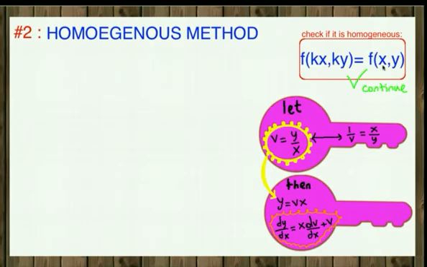We're going to replace x with kx and y with ky in the original function, and we're going to see if it is equal to the original function or not. Let's see in a real example and talk on the solid problem. Let's solve dy over dx equals x squared plus y squared all over x times y. So this is our original problem.